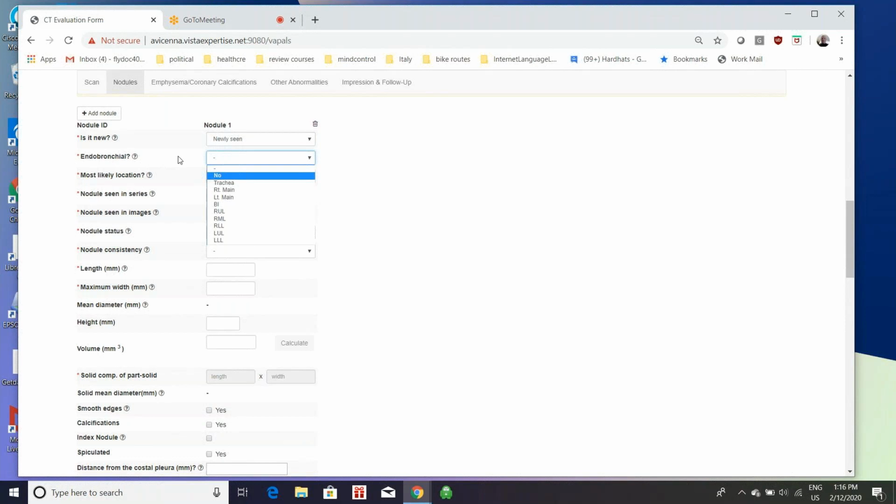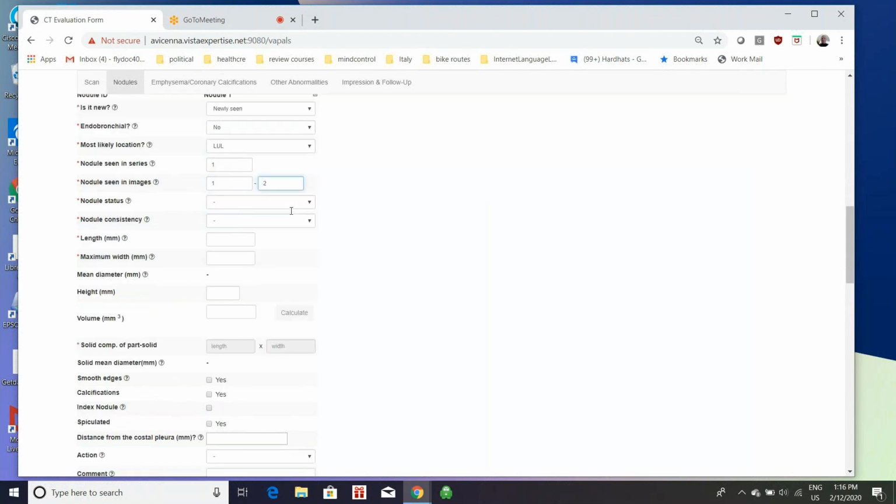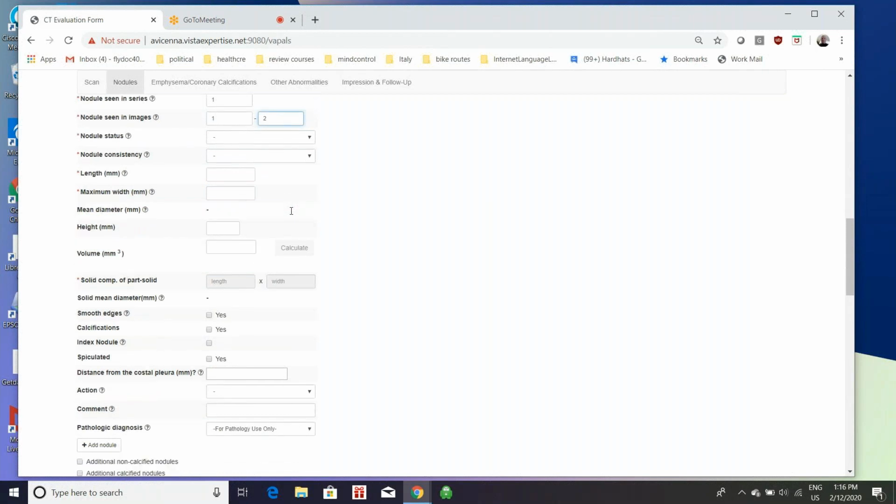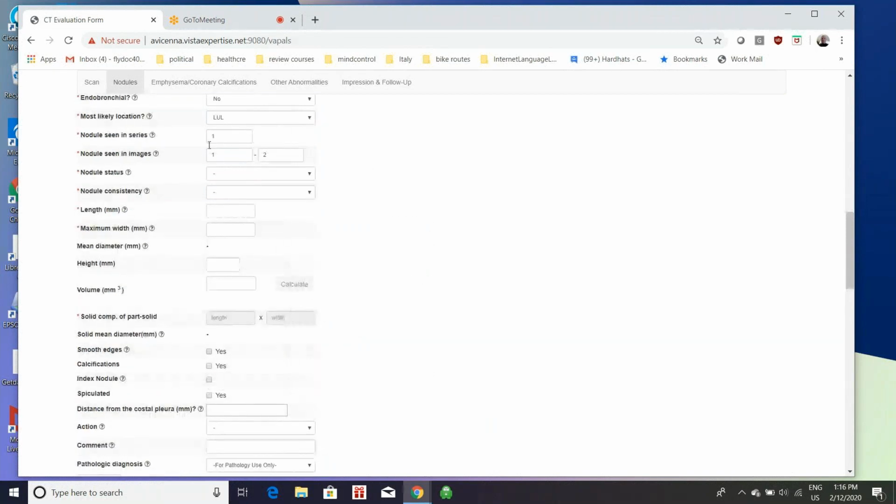And this is whether or not it's found in the endobronchial area, which we're going to say no. Most of the time they're not. And we'll say this is in the left upper lobe. And I'm just going to say that this is one, and it's seen in these images, and I'm just making this stuff up. But when I put these in a certain way, it helps me sort of identify which nodules were entered first and stuff like that.